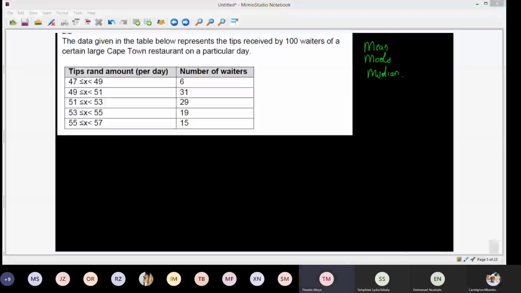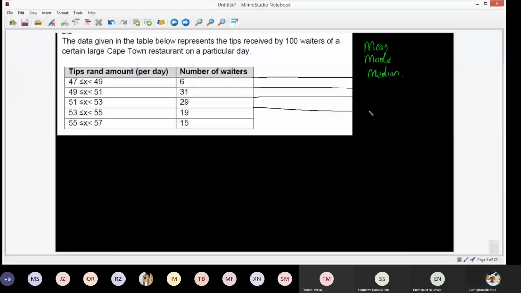Add the number of weights. Okay. I'm just going to extend this table so that it's much easier. Then I'll complete it here. So the first thing that we have, this is your frequency. Then you can find what? Your X.